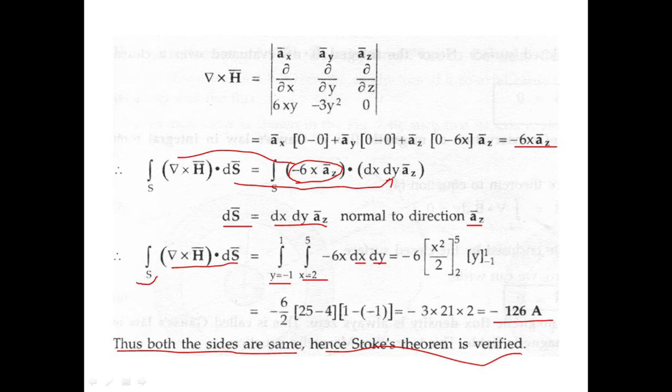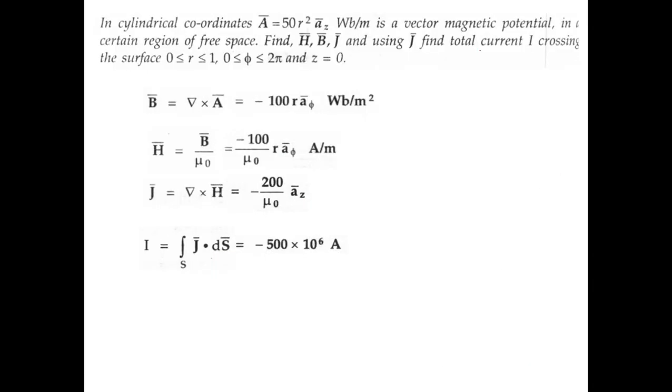So this is how we did it for the divergence theorem also, in electrostatics. Here we are doing it for Stokes theorem, which relates line to surface. Now, going to the next one. Here, I want you to solve this problem by yourself. I've given the answers here.